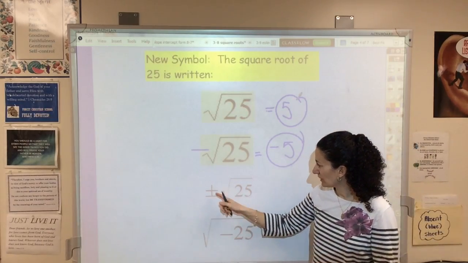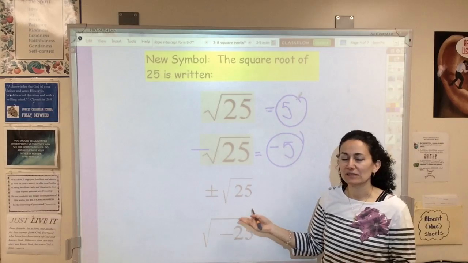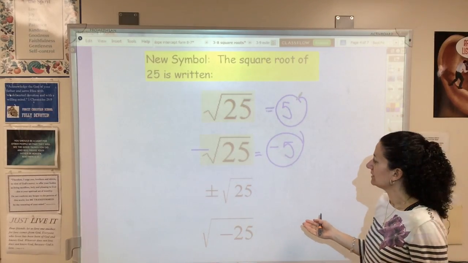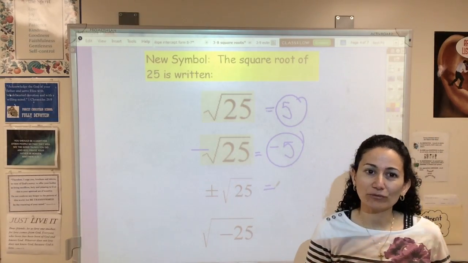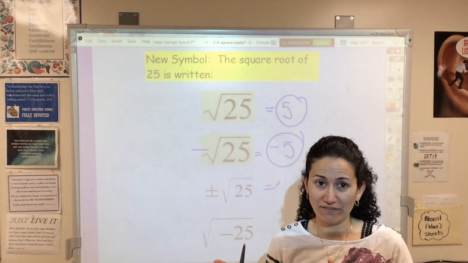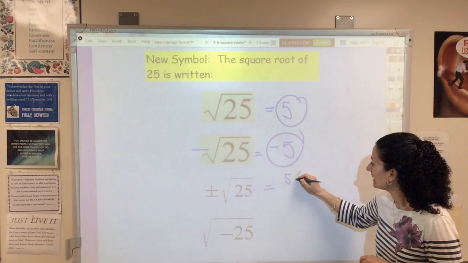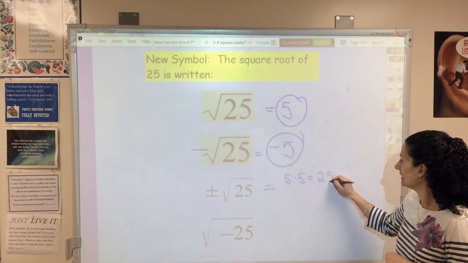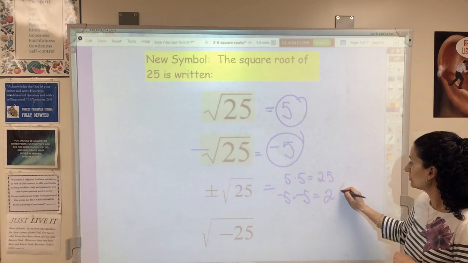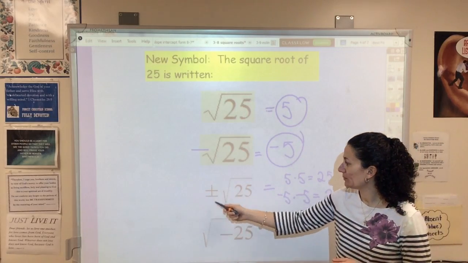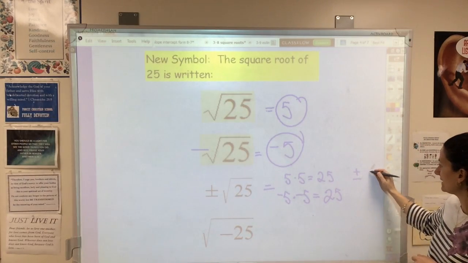In this example, you've got this little symbol. This is a plus or a minus sign here. We read this as plus or minus the square root of 25. That just wants you to notice that technically the square root of 25 could be 5 or -5, couldn't it? Because if you think about it, 5 times 5 is 25, but -5 times -5 is also 25. So this symbol means that the square root of 25 really could be positive or -5.